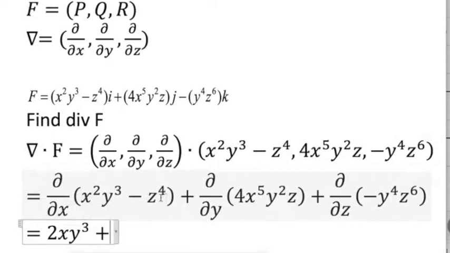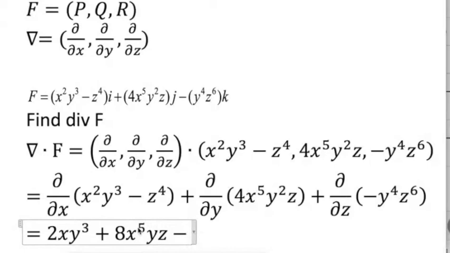Plus the second term, here the only variable is y. And we'll treat both x and z as constant. So the derivative of y squared is 2y, and we have 4 here, then we have 8x to the power 5 y z, like this.